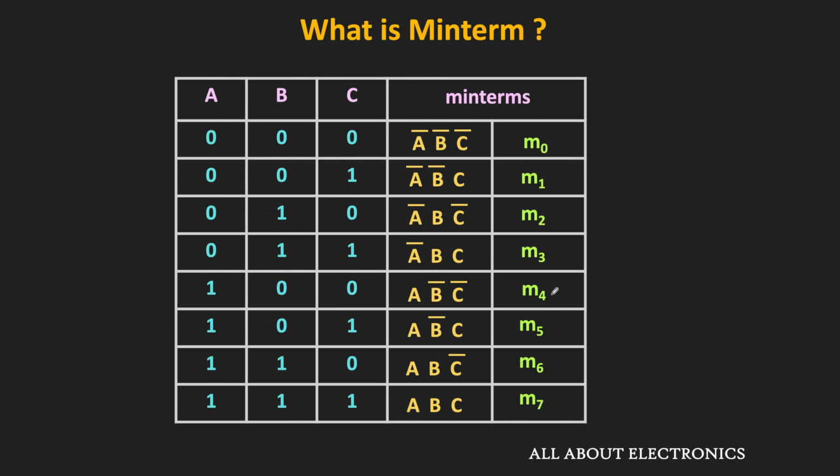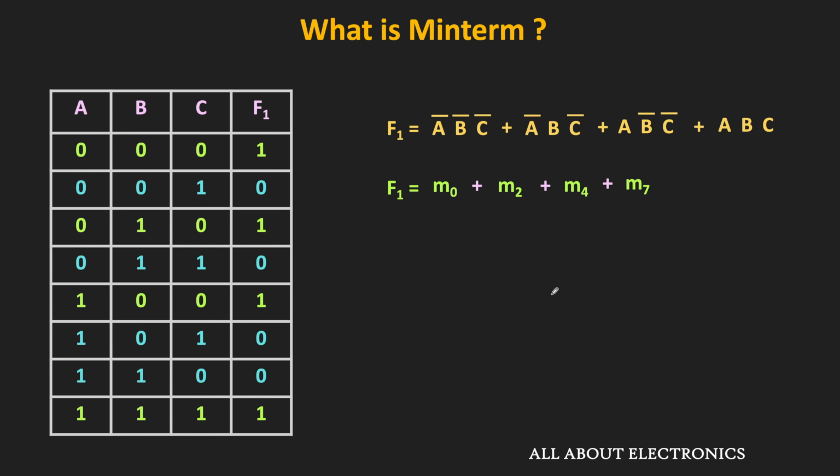That means alternatively, we can also write this expression like this. And further, in the more abbreviated form, it can also be written like this. So here, this sigma represents the summation of minterms, and these decimal numbers are the subscript of these minterms. So all these three expressions of the f1 are in the canonical SOP form.